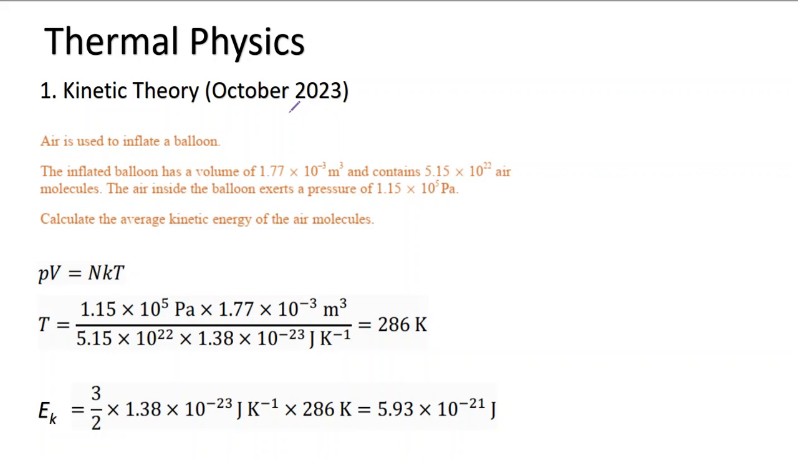So the very first thing you have to do is find out the temperature using the ideal gas law, using the equation PV equals nkT. So you have the value of pressure, volume, number of molecules, k is the Boltzmann constant, and T is what you have to find out. Make T the subject of the equation and you get the value of temperature. Then plug the value into the equation for kinetic energy equals 3 by 2 kT, and you get the value of kinetic energy.